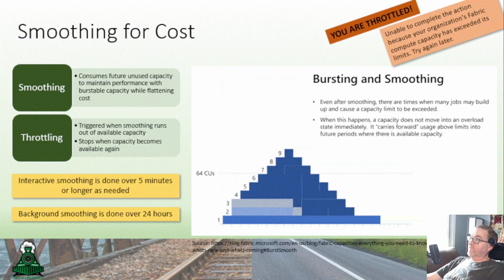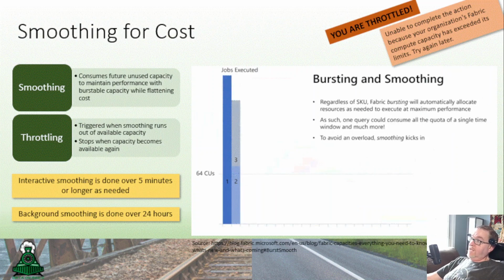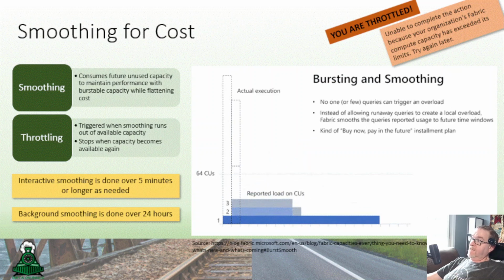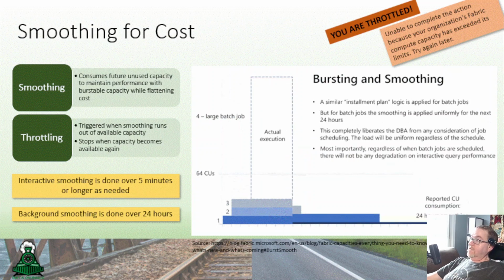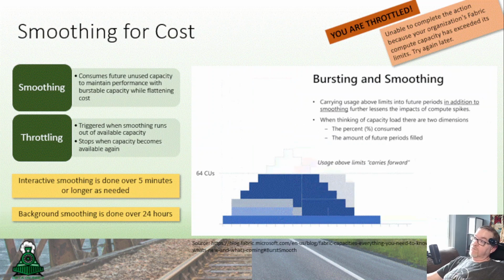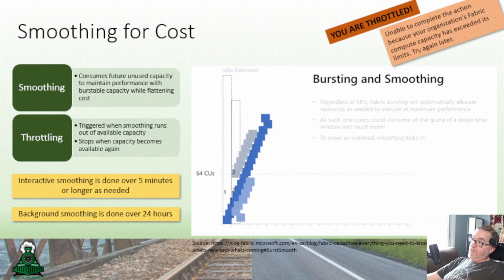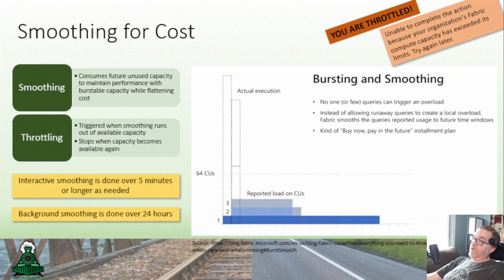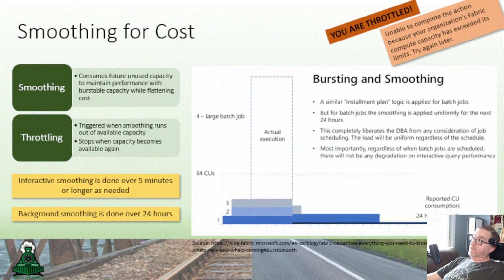I borrowed the visual from Microsoft on bursting and smoothing, so you can see as the visual plays out how you go over capacity, and Microsoft proceeds to smooth that capacity cost and usage into the future for your purposes. So when you look at smoothing, it really comes down to you're going to overrun your cost. They're going to smooth it out to a future unused capacity until that time you run out.